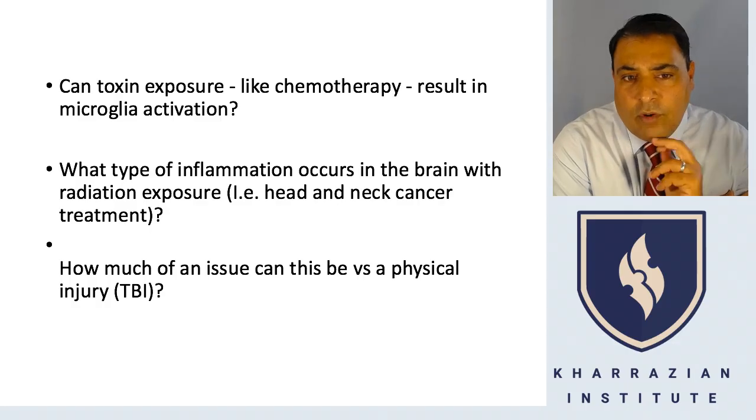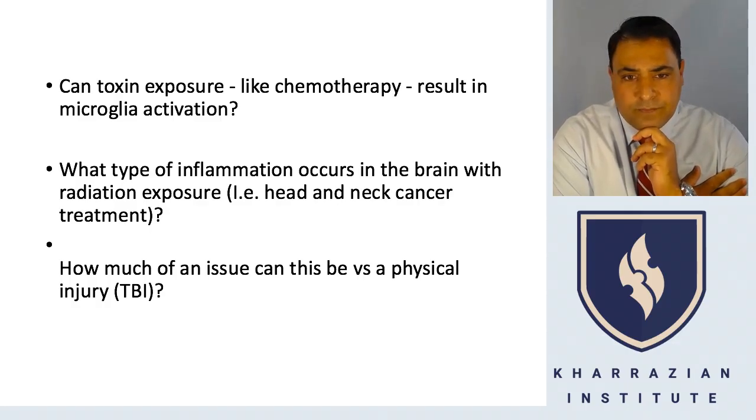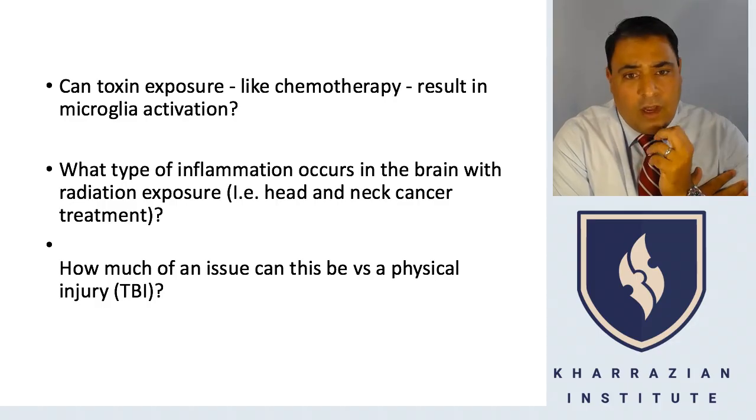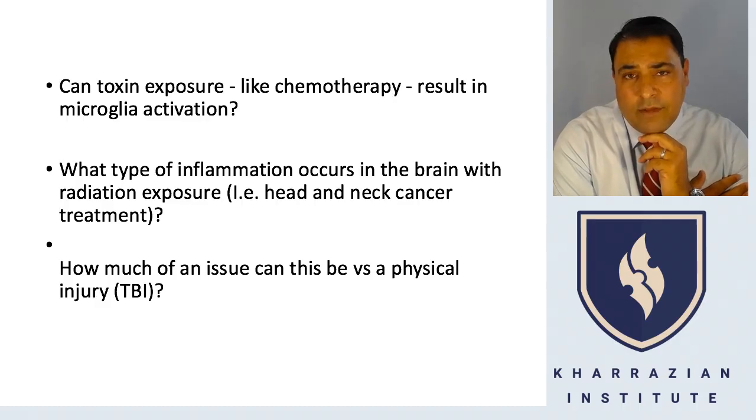So the second part of this question is, what type of inflammation occurs in the brain with radiation exposure? So it's just oxidative stress as the main mechanism, like we talked about. How much of an issue can this be versus physical trauma? So there's a lot of similarities here. The main difference is that physical trauma itself can actually prime glial cells.